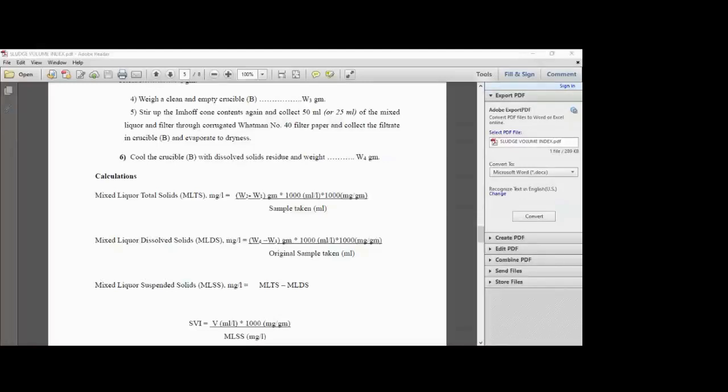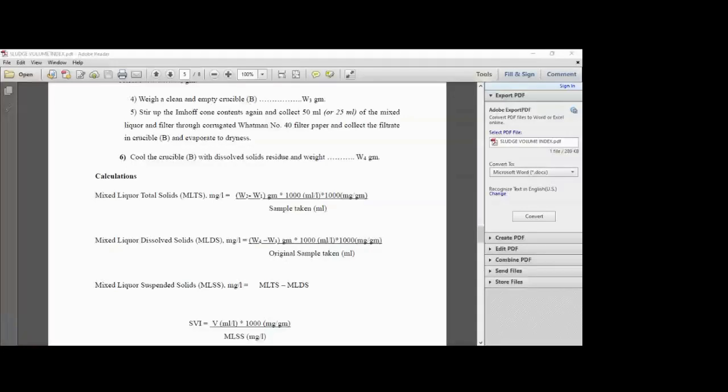So most of the STPs do not follow the process properly, because they want to generate profit. Operation and maintenance is given to a private firm, and to minimize their costs, they normally do not follow the design standards, and because of that we normally get polluted water in our river streams.